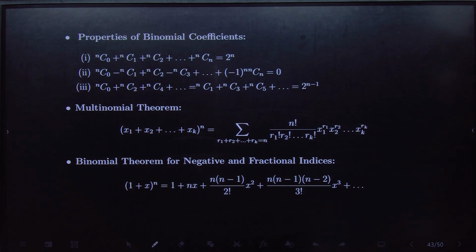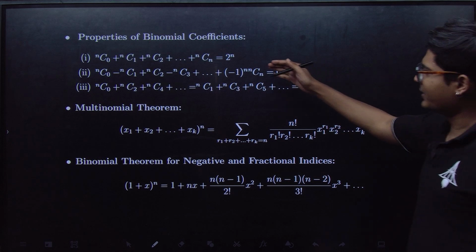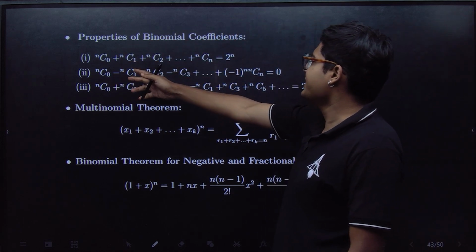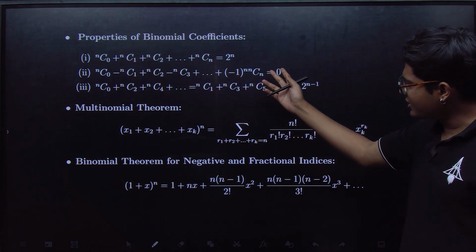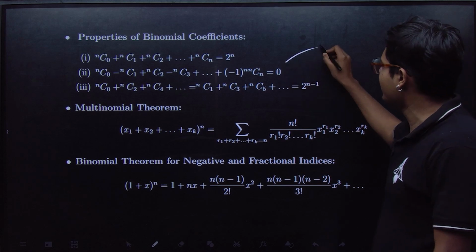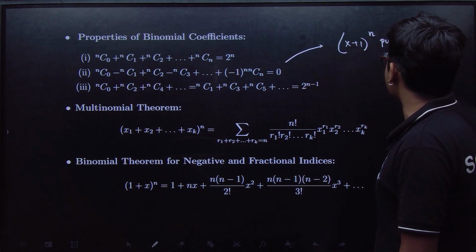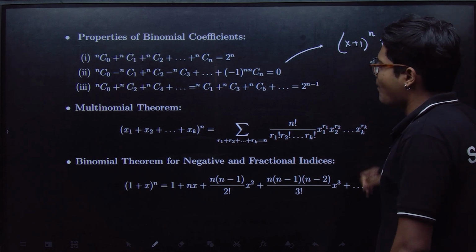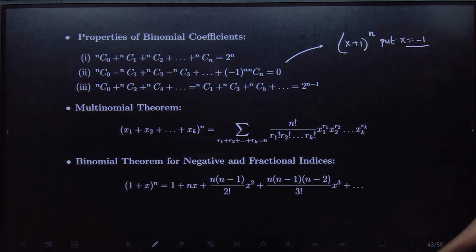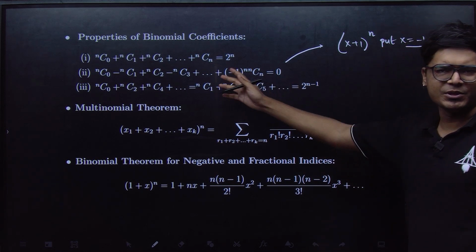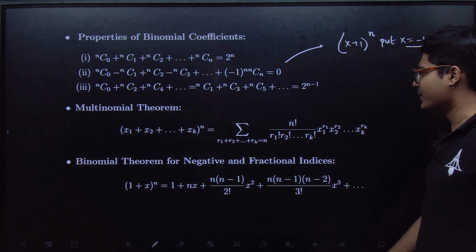So some properties of binomial coefficients: we saw the first one, it's nothing but the sum of the binomial coefficients. Second is if I alternate the sign, then it turns out to be nothing but 0, because for the second one, you can just look at (x plus 1) whole to the power n, and then you put x equal to minus 1. Third one is n choose 0, n choose 2, and so on. We just saw that even positions and odd positions, it's nothing but 2 to the power n minus 1.